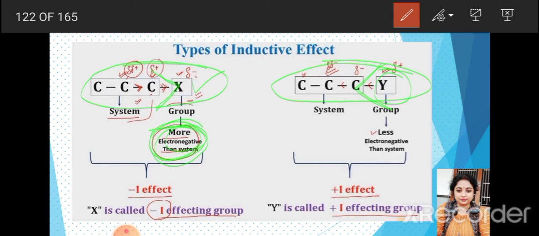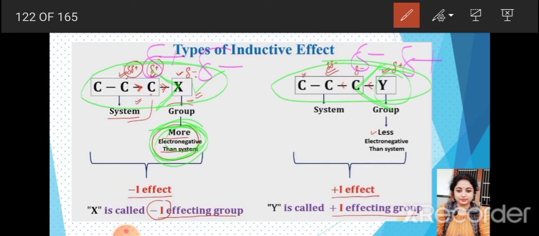In such cases, the bond becomes polar. How will we denote it? Whichever is more electronegative, we will write delta minus, and which is less electronegative, we will put delta plus. Here also this is less electronegative, so delta plus, and carbon is more electronegative, so carbon will be just represented by delta minus.